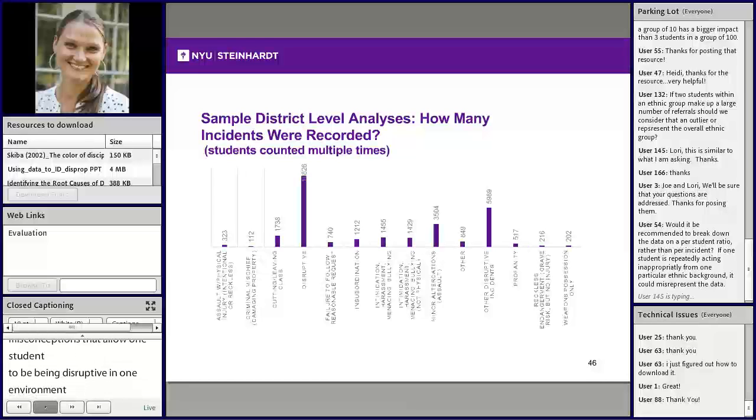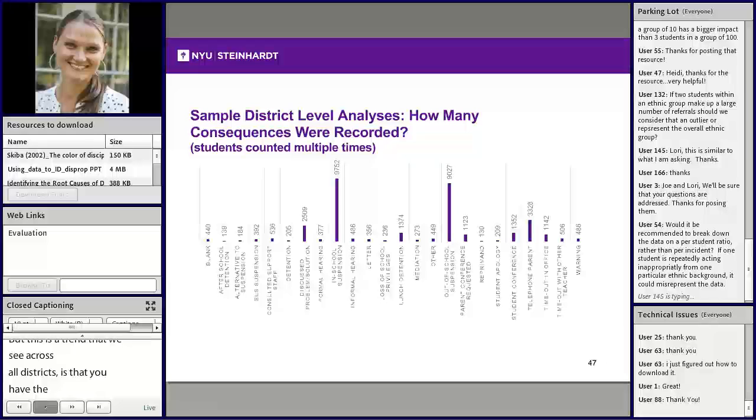But this is a trend that we see across all districts, is that you have these spikes on subjective disciplinary incidents. And then you can also look at your data just saying, like, what's the highest number of consequences? And oftentimes, if you've been cited, you're going to see something come up along where your citation is. So this is just a sample showing we've got a high number of in-school suspensions and a high number of out-of-school suspensions.